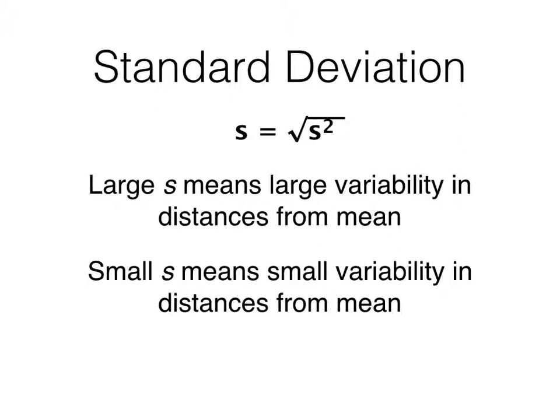Then we can use original units, such as minutes, and we could say that the standard deviation is 8, roughly the square root of 62.5. It's going to be just under 8. And then we're talking about minutes again. We don't have to worry about minutes squared or whatever, and it makes a lot more sense. As your book pointed out, a large standard deviation means large variability in distances from the mean. A small standard deviation means small variability in the distances from the mean.